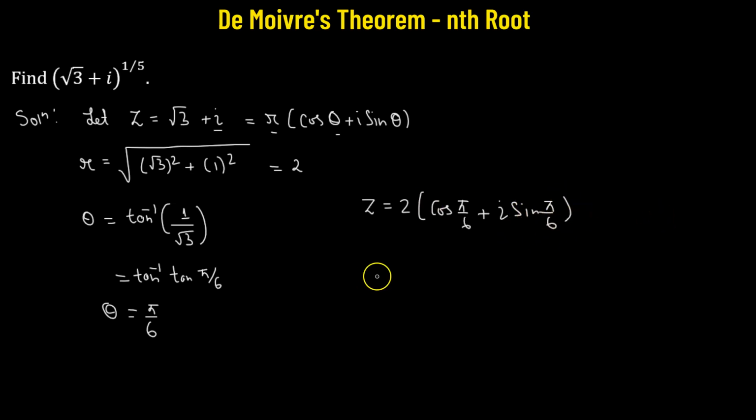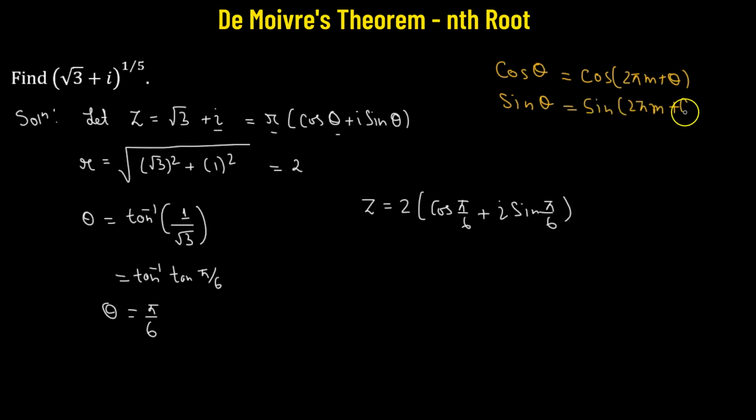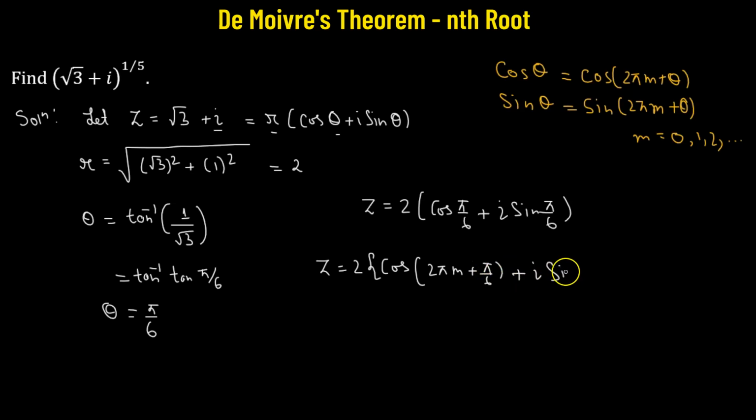Right. So now the next task that we want to do here is, we know that cosine and sine are periodic functions, meaning cosine theta can be also expressed as cosine of 2 pi m plus theta, and the sine function, which is also periodic in nature, can be also represented as sine of 2 pi m plus theta. Here m is an integer which can take the value 0, 1, 2 and so on. Now we can use this idea to rewrite our given complex number as 2 multiplied by cosine of 2 pi m plus theta, so theta in our case is pi over 6, plus iota times sine of 2 pi m plus pi over 6. And this will be complex number z.